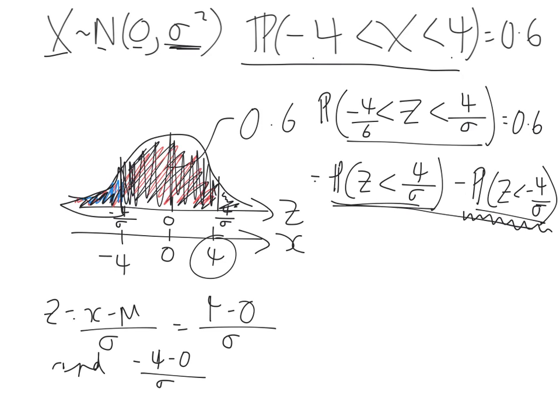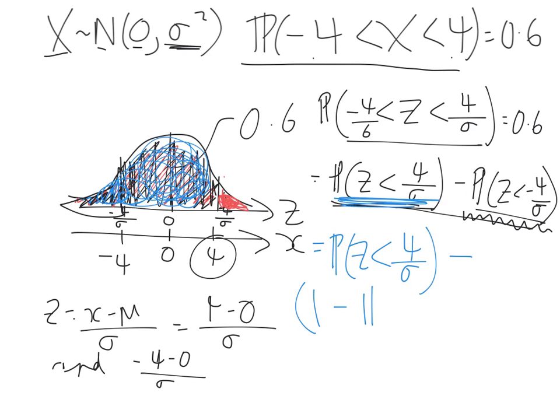I'll do that in red. It's the same as this area, and so that area is the same as 1 subtract this area here, which is this one. So essentially we can rewrite this as the probability that z is less than 4 over sigma, take away 1 minus the probability that z is less than 4 over sigma, and that is equal to 0.6.